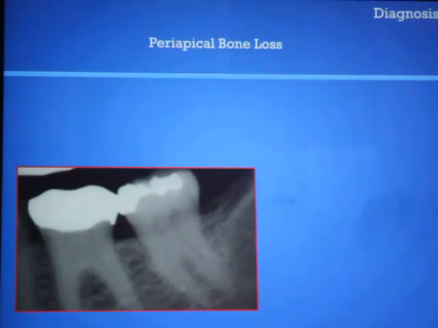There are typical irreversible pulpitis symptoms: severe pain, night pain, hot, cold, lingering sensitivity.